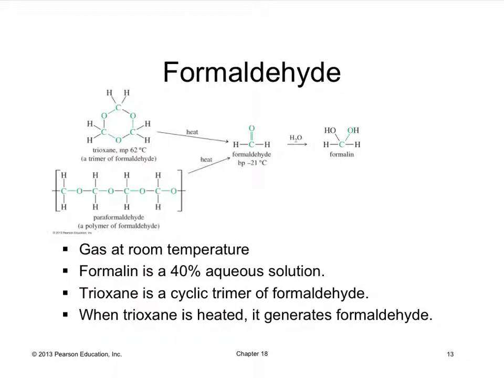Formaldehyde is shown here. It's a gas at room temperature. When you add water, you produce formalin, which is a 40% aqueous solution. Trioxane is a cyclic trimer of formaldehyde, which when you heat it generates formaldehyde. And this is paraformaldehyde, which is a polymer of formaldehyde that, when you heat it up, also generates formaldehyde.